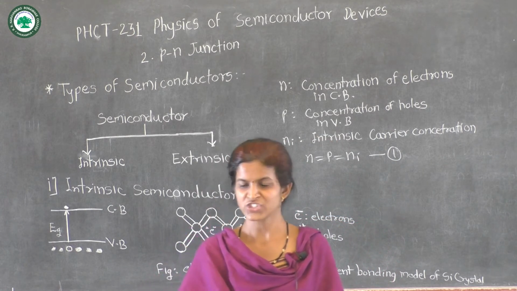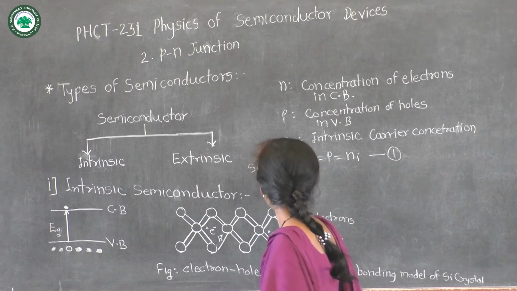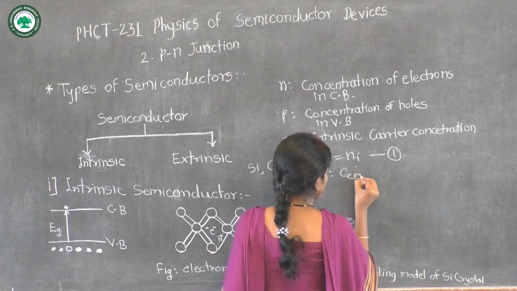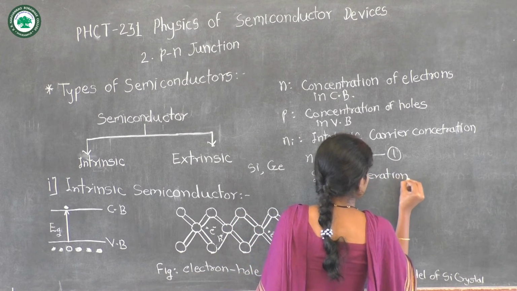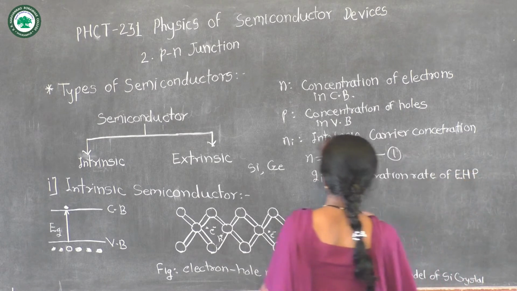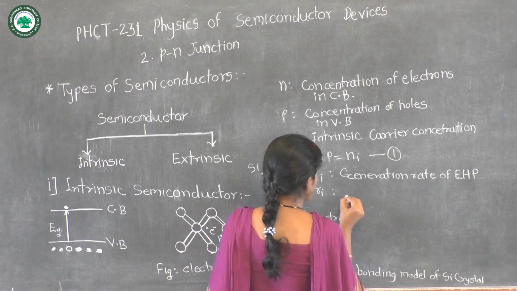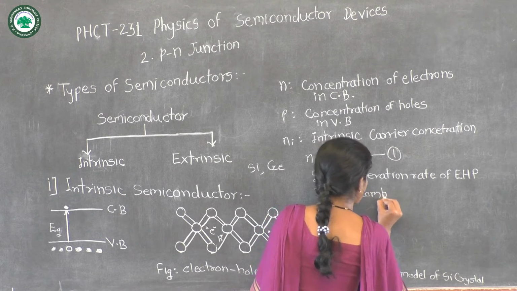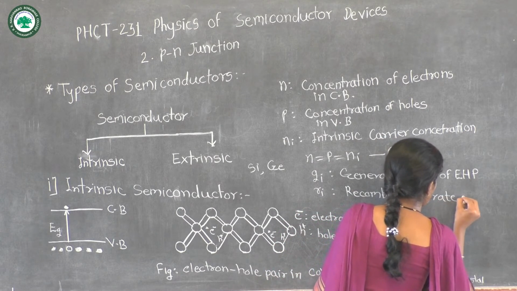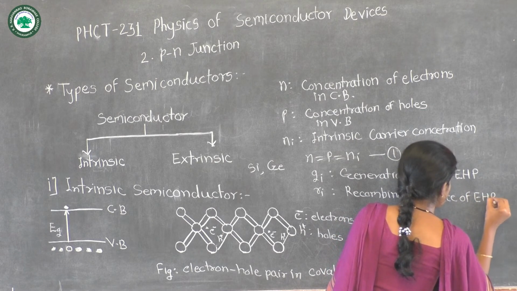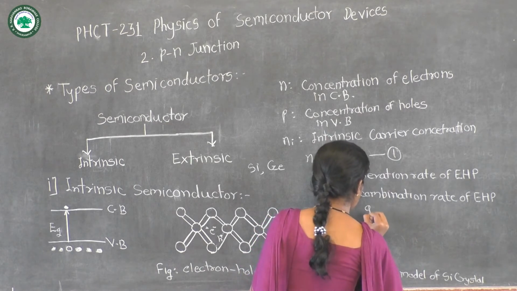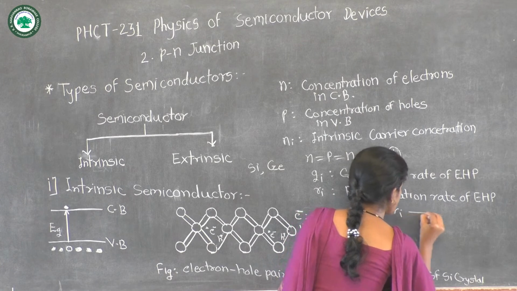If Gi be the generation rate of electron hole pair and Ri be the recombination rate of electron hole pair, then at thermal equilibrium Gi is equal to Ri. This is equation number 2.